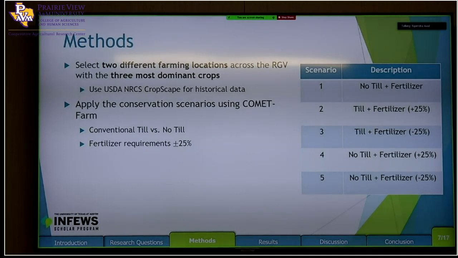As you can see, there are 5 different scenarios that I'm focusing on: no-till plus fertilizer, and tillage. By till I mean intensive till, because there are different tillage practices, but I'm focusing on just the two extremes, no-till and conventional till, which is intensive till. I'm adding 25% fertilizer and then till, taking away 25% of the fertilizer and then no-till with fertilizer 25%.